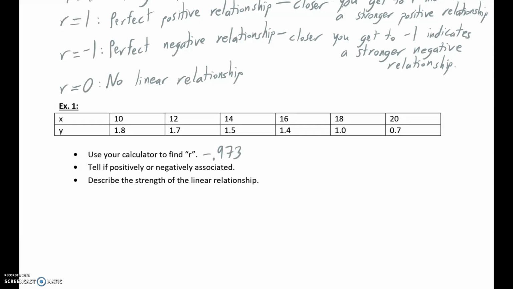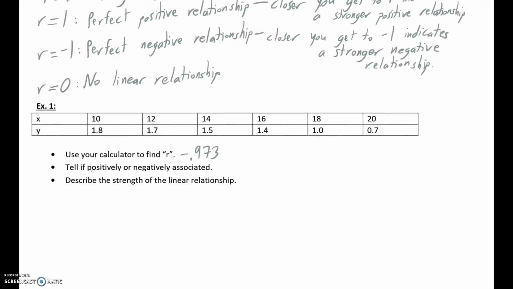The first thing we're going to do is use that number to tell us if it's positively or negatively associated. Obviously, the number is negative, so it is a negative association. If you were to plot the graph, not that you have to, you would see that as x increases, y decreases, and that would be a negative relationship. Now, how strong is it? Basically, how close is this number to -1? I'd say it's pretty darn close. So that is a very strong negative relationship. It is almost -1.